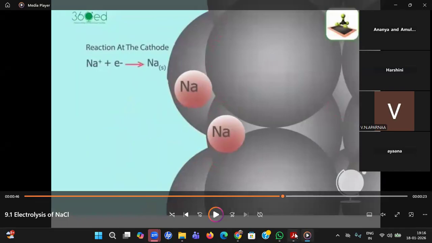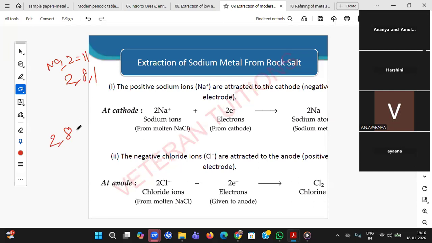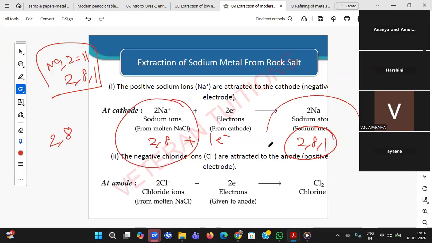Now, Na plus means 2, 8 is there. One electron came from here, so it is 2, 8, 1. What is 2, 8, 1? Nothing but a Na atom. There are two things: Na ion and Na atom. Na atom means 2, 8, 1. Na plus ion means 2, 8. Understood? Because of the plus, one electron is gone. Now he is taking 2 Na plus, so he has multiplied by 2 on all sides.